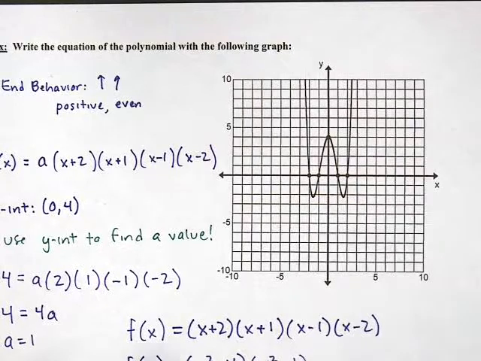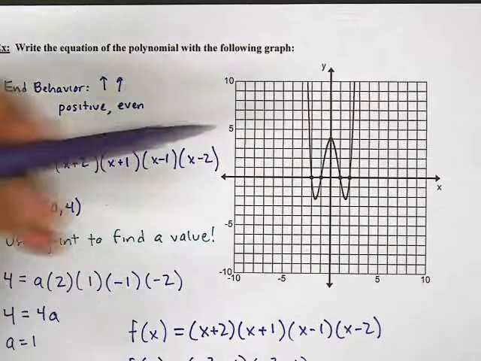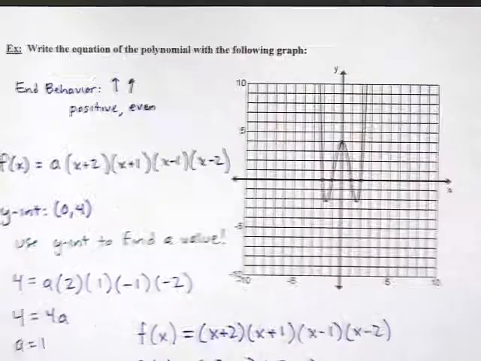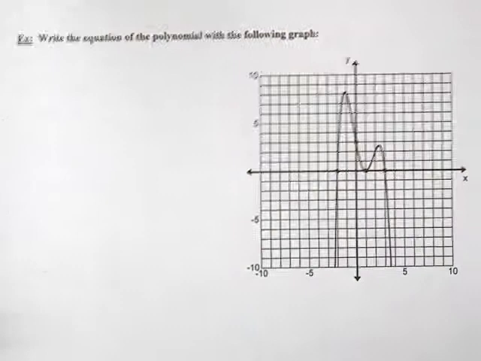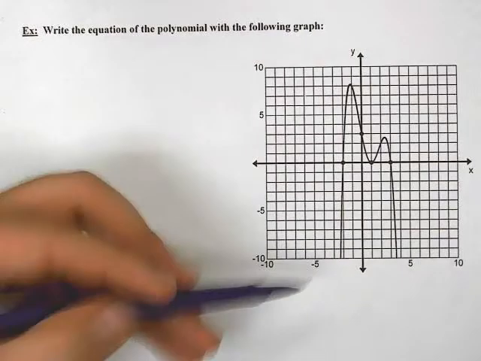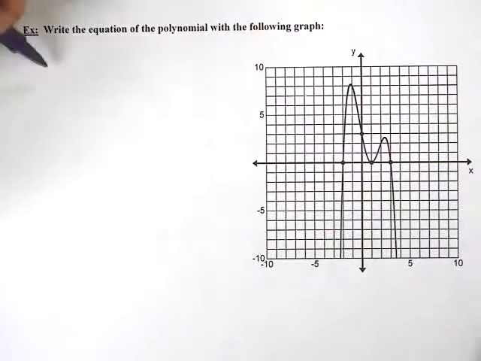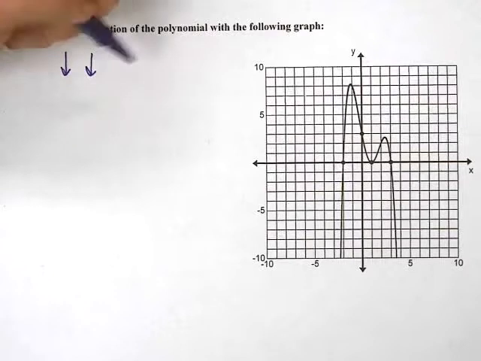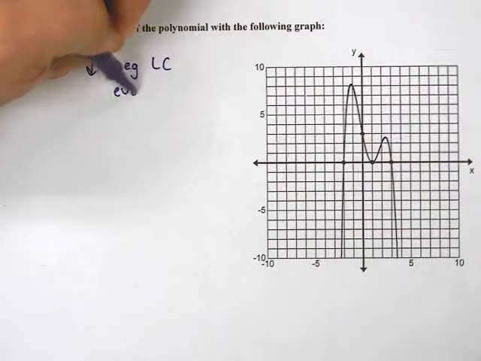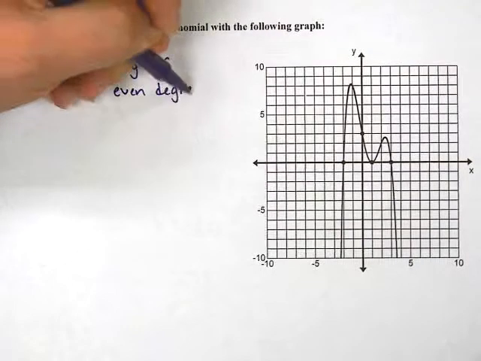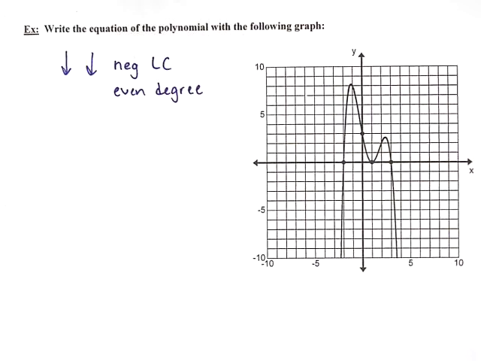It all depends on where the zeros are and where that y-intercept is. So let's do one more to finish up the video, and you will be on your way. Again, I look at end behavior. I know that this is going down, down, which means I should have a negative leading coefficient, but still even degree. All right, cool.